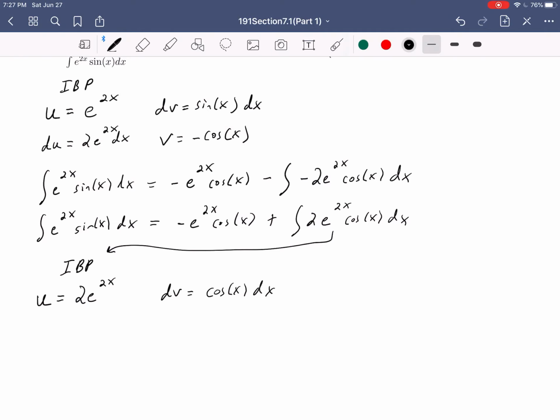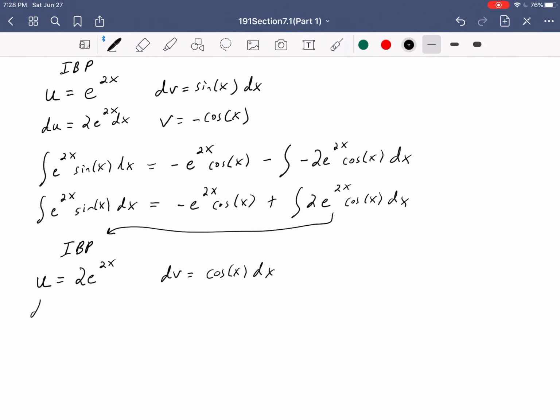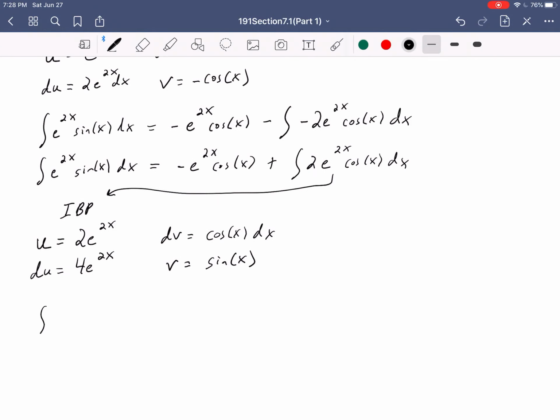Obviously, I wouldn't want to switch their positions because if I did, I would just get back to where I started. So since I chose this structure initially, I'm going to try to stay consistent with that. The du then would be 4e to the 2x, so it doesn't look much better. And the v here, integral of cosine x, is going to be sine x. So we pop that stuff in there.